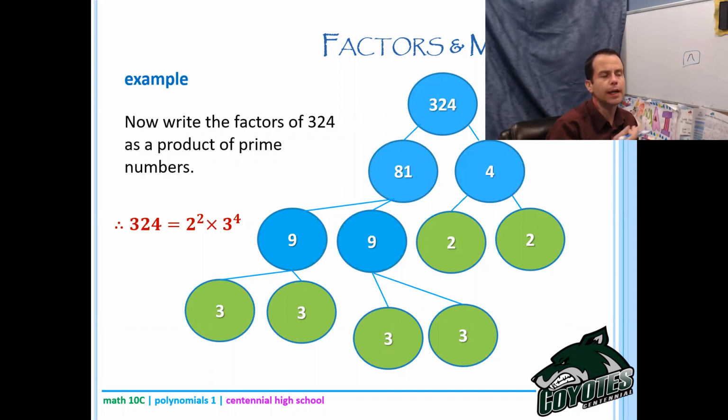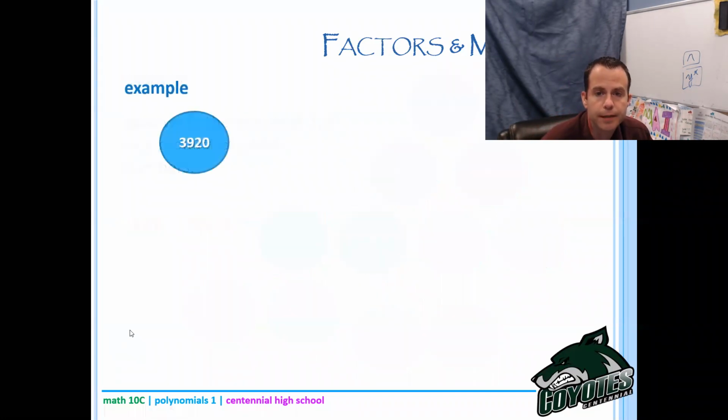If you have a scientific calculator, it might look like that, or it might look like this, y to the x, or sometimes I've seen it as x to the y too, but those usually refer to your exponent buttons, okay? All right, good job, guys. Now let's try 3,920. So pause me, see what you can do.